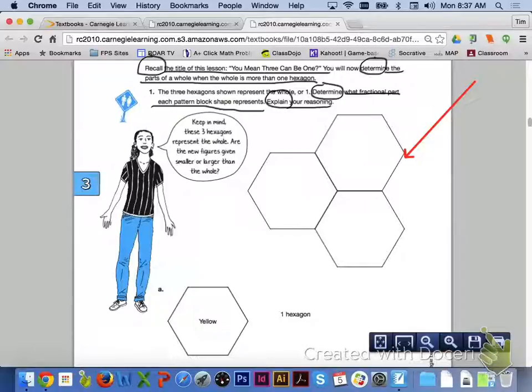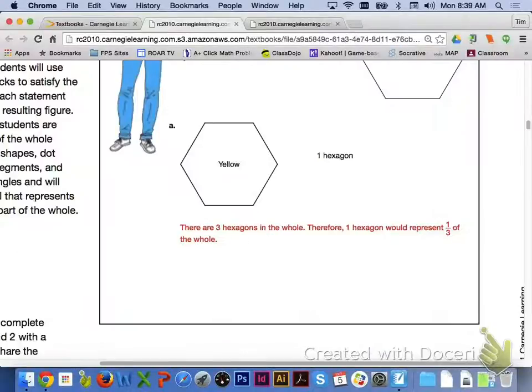So with your group members, I would like you to do letter A through D for number 1. Letter A, we have 1 hexagon. If there are three hexagons in the whole, then one hexagon would represent 1/3 of the whole.